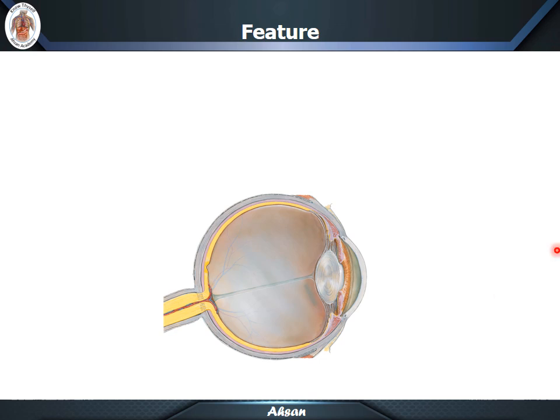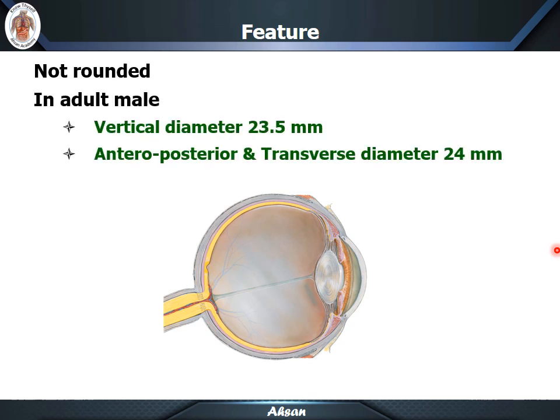Let us go for the gross features of the eyeball. It's not rounded; it has a vertical diameter a little less than the anteroposterior and transverse diameters. It's not a totally circular ball. This is the anteroposterior diameter, and this is the vertical diameter, and you can imagine the transverse diameter.